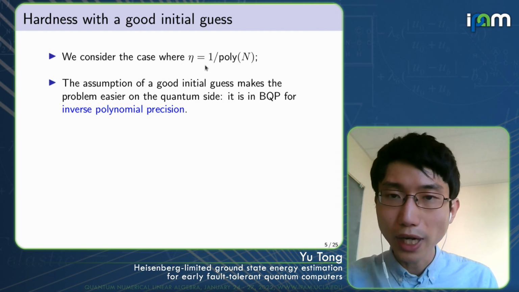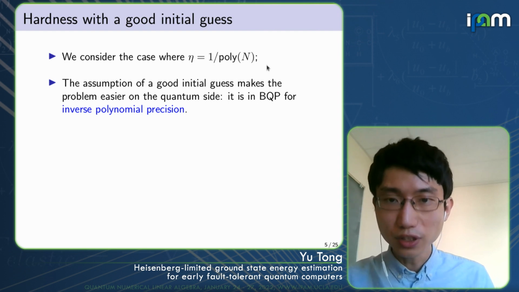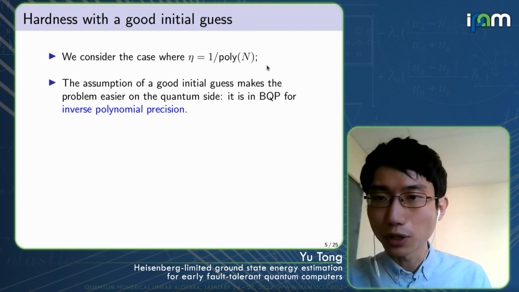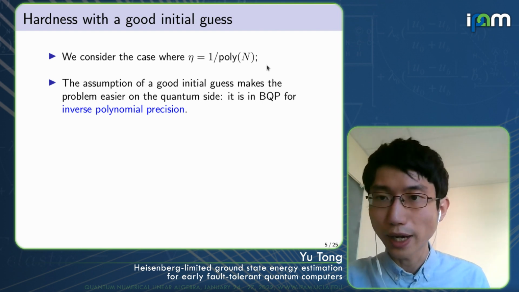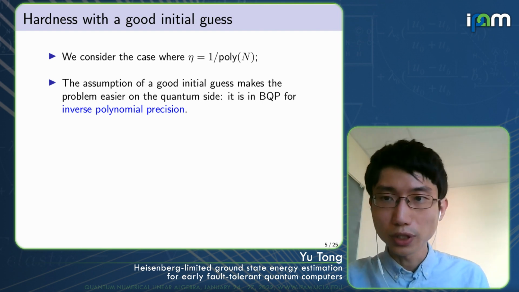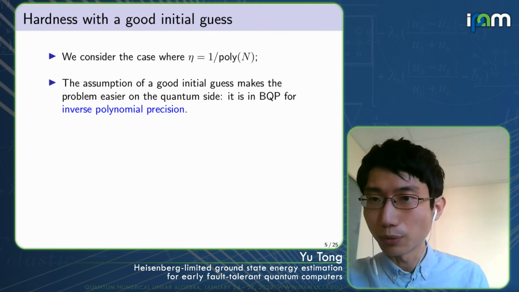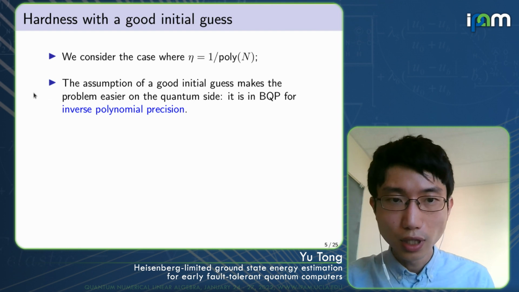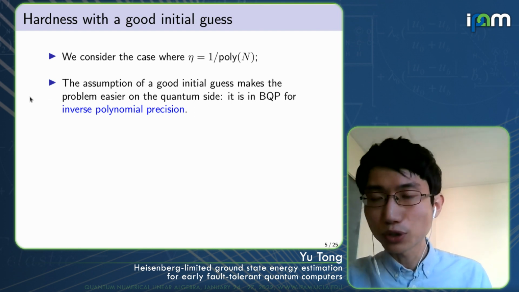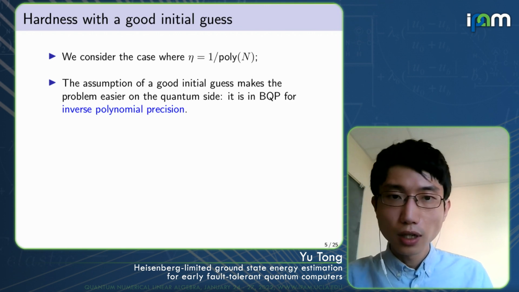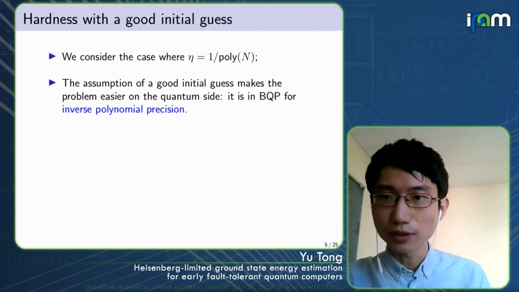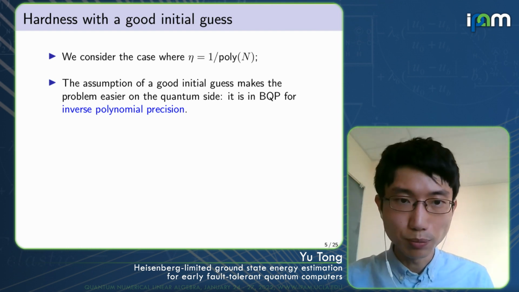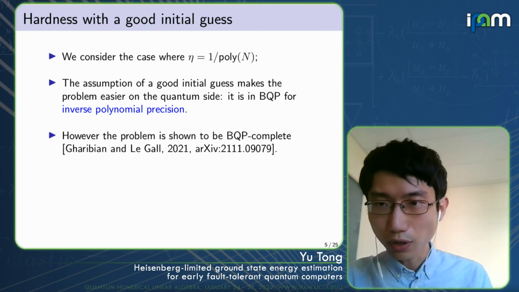Once we have an overlap of this magnitude, we can simply run quantum phase estimation using this initial guess, and this will give us the ground state energy in polynomial time, if the goal is to reach inverse polynomial precision. However, this might not be the most efficient thing to do, which is what I'm going to talk about for the rest of my talk. But the point here is that this problem can be solved in polynomial time, so it is in the complexity class BQP. So it's easier on the quantum side.